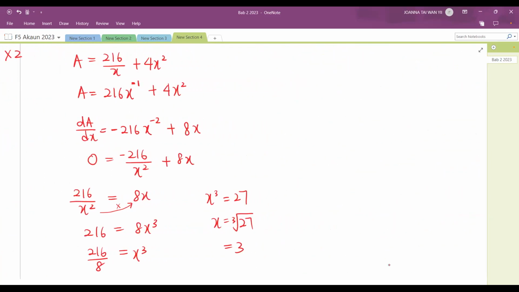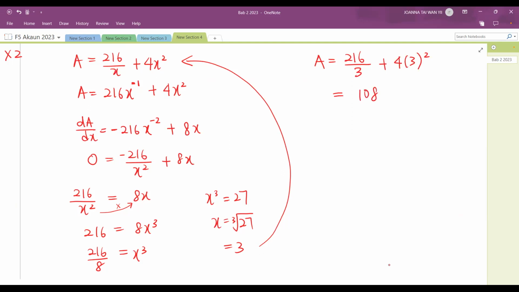So, nak cari luas, kita masuk x ini lagi. We put it back here. So, A sama dengan 216 bahagi x. X is 3. X is 3. So, what is the area? 108 cm². This is maximum area. Luas maximum.